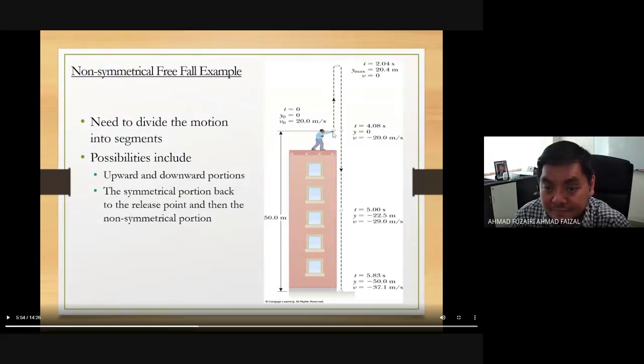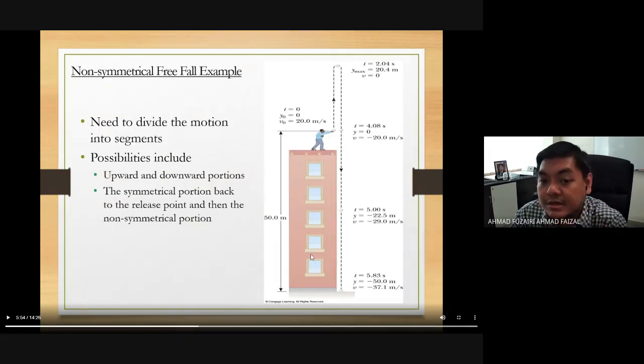For example, you can see the original time is t equals 0. When it goes up, it becomes 2.04 seconds. It comes back to the same height as the hand at 4.08 seconds, which is actually double the time we need to go to the maximum height. And of course, when it goes down from 4.08, the time increases to 5.83 seconds at the ground floor of the building.